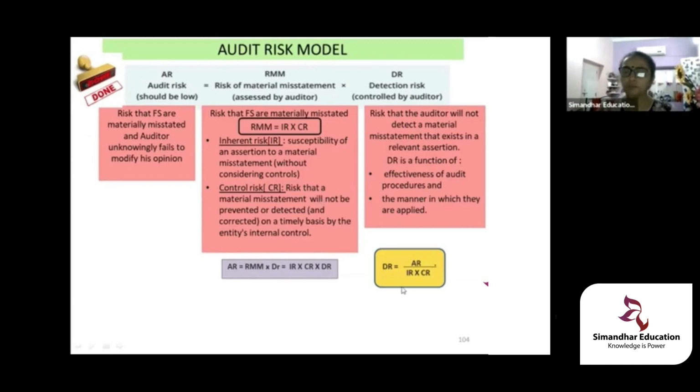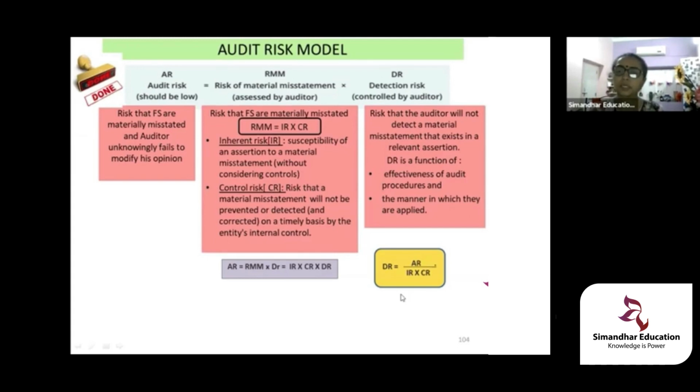Or you can flip this formula, take it on the other side and put it as a division. This slide we have already done and understood. Now tell me guys, looking at this slide, if you have understood it already, which of these is in the auditor's control? Only detection risk is in the auditor's control.